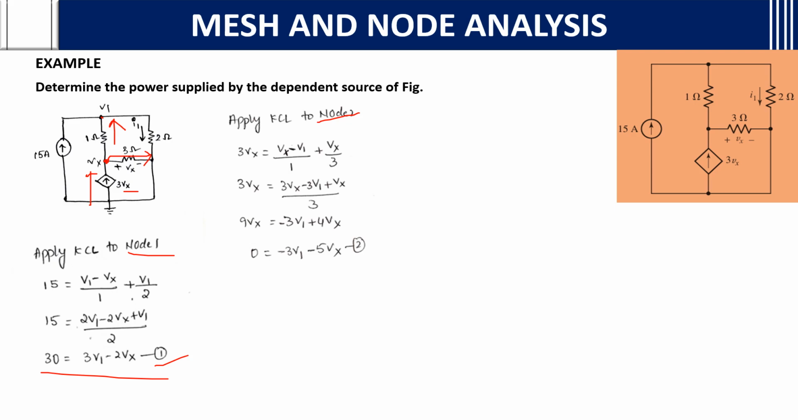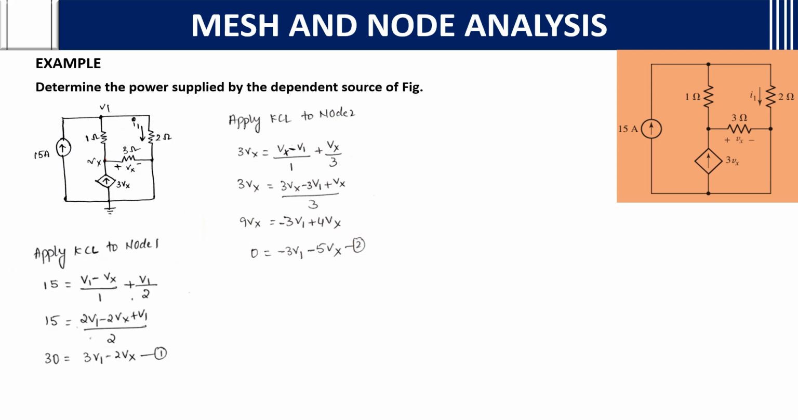So it will be easy. As the current source is going towards the node, take this as minus. If it is opposite, then take minus 3Vx. As it is going in the same direction, 3Vx is equal to (Vx minus V1) by 1 ohm plus Vx by 3. After finding that, you will get the second equation for finding V1 and Vx.